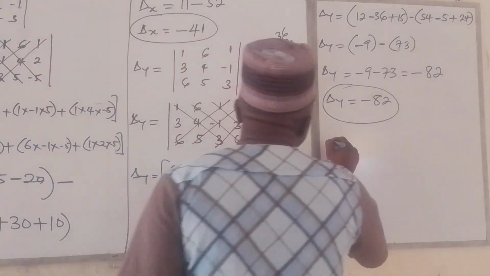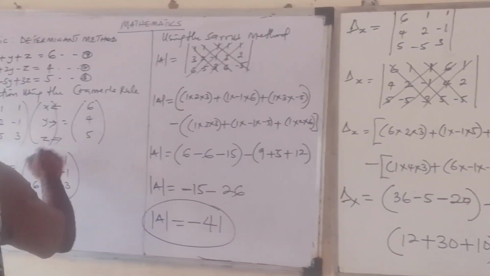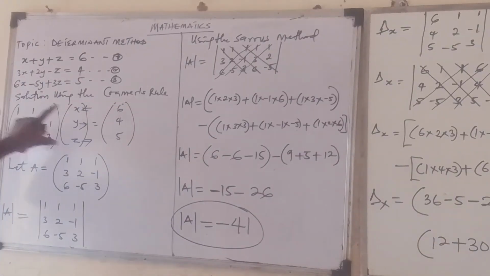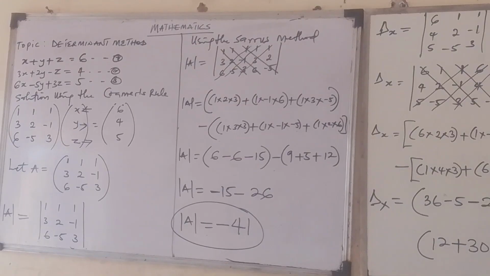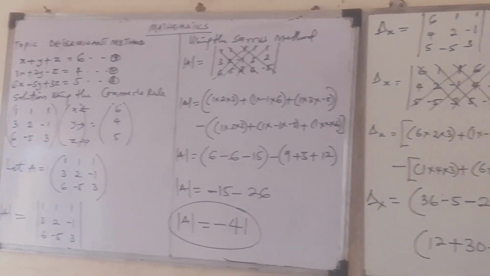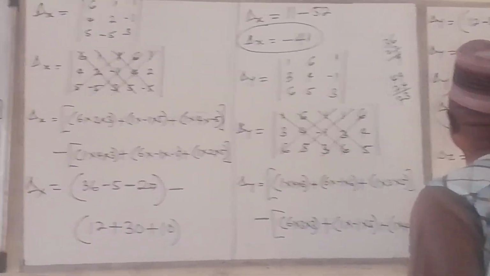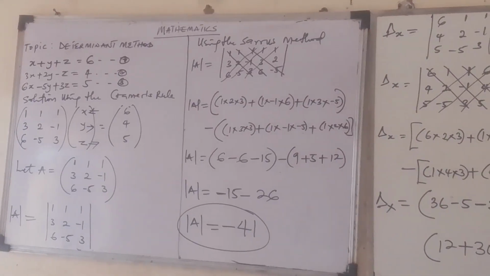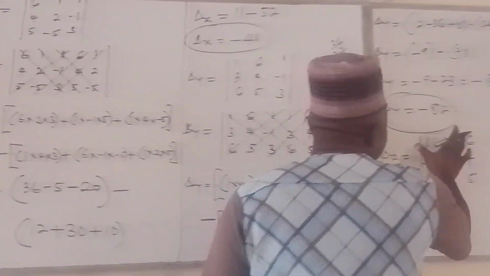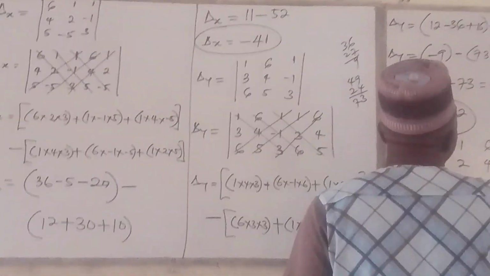Now z is the last variable here, and because z is the last variable, it will take this last position. So we have 1, 1, 1, 3, 2, 3, 2, 6, minus 5, then 6, 4, 5. Since we are calculating the determinant, we're going to repeat the first two columns. We have 1, 1. We have 3, 2. And we have 6, minus 5.